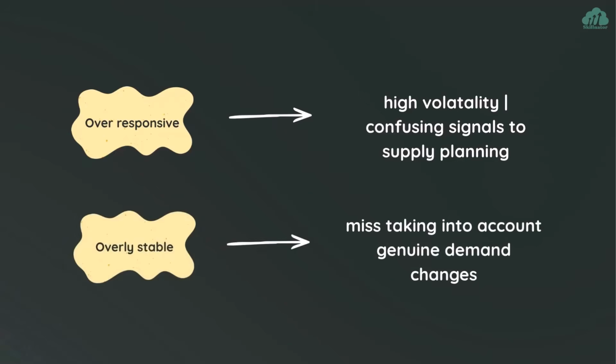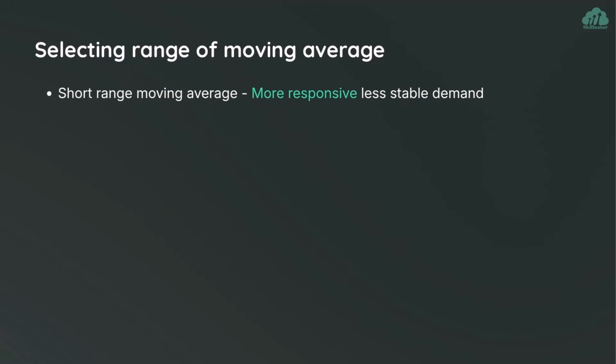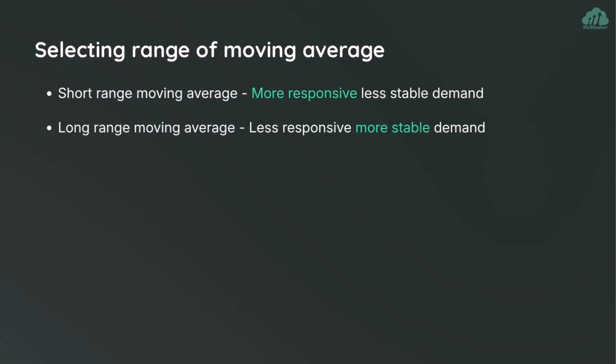An overly stable forecast, on the other hand, is good for supply planning teams. However, it might not appropriately take into account genuine changes in demand. A shorter moving average, like a 3-month average, reacts quickly to recent demand changes, and that's why it's more responsive. A longer moving average, like a 12-month average, reacts slowly to demand changes and is more stable.